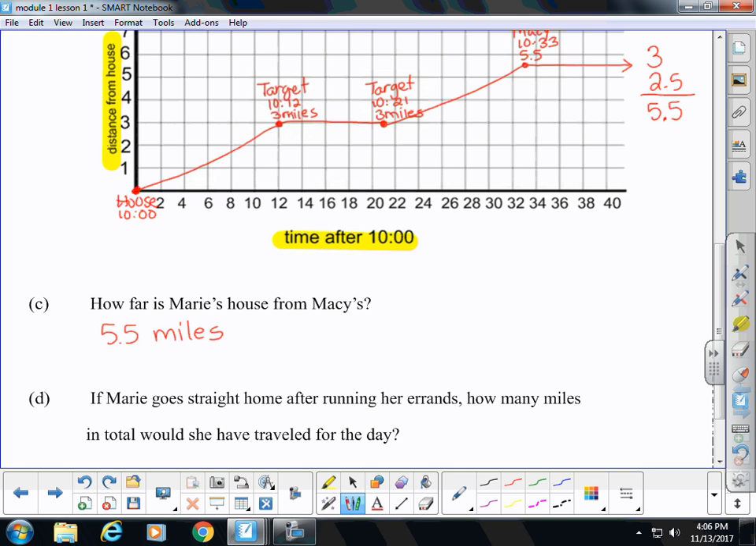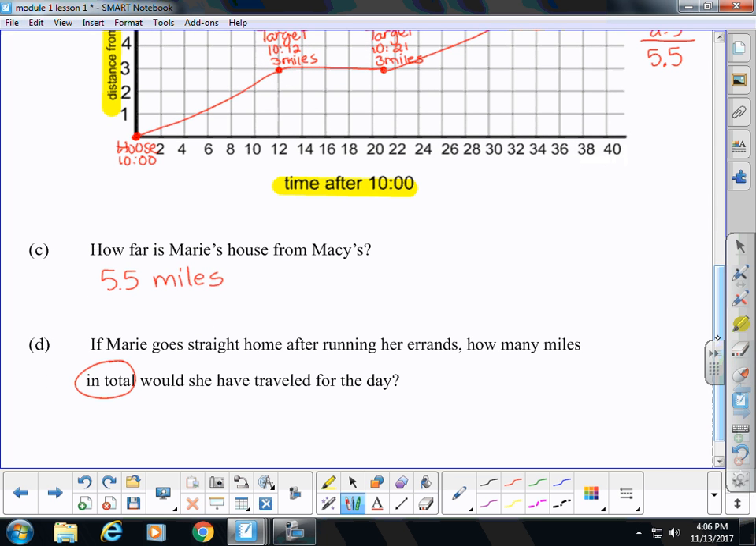Next question says, if Marie goes straight home after running her errands, how many miles in total would she have traveled for the day? Well, she was 5.5 miles away from her house to go all the way to Macy's, and it's going to be 5.5 miles to go back home. So in total, that's going to be 11 miles.